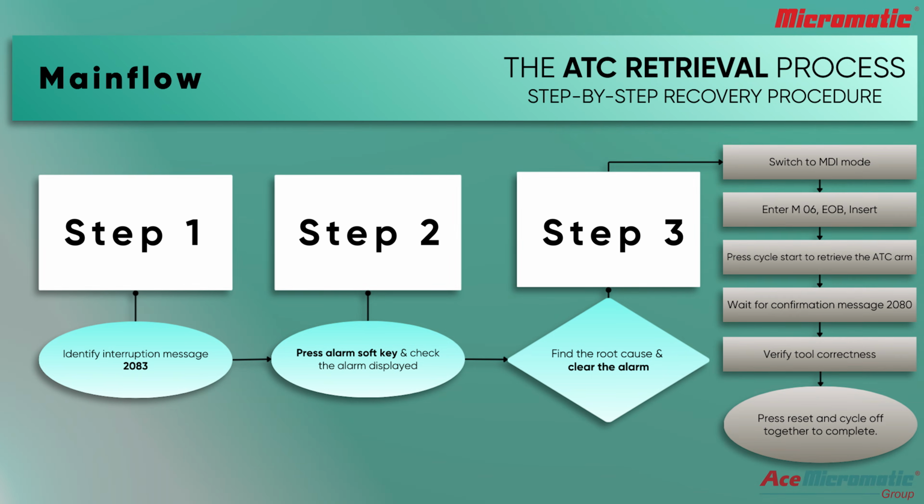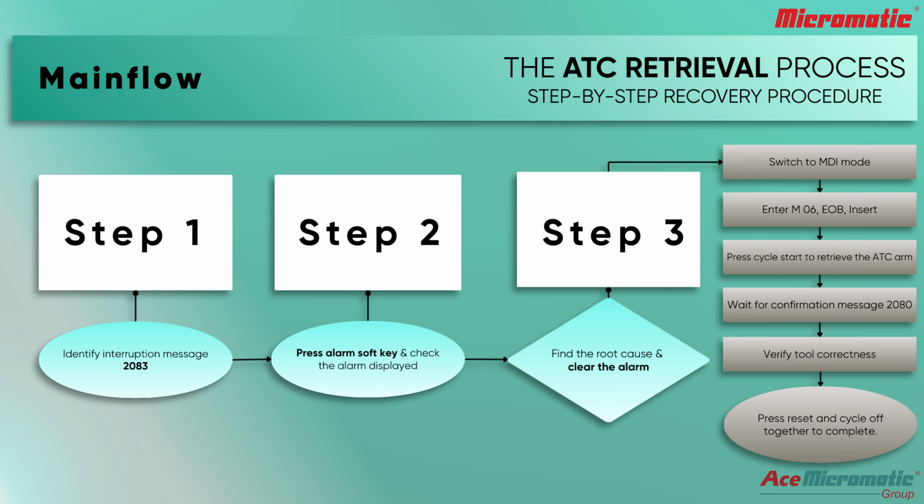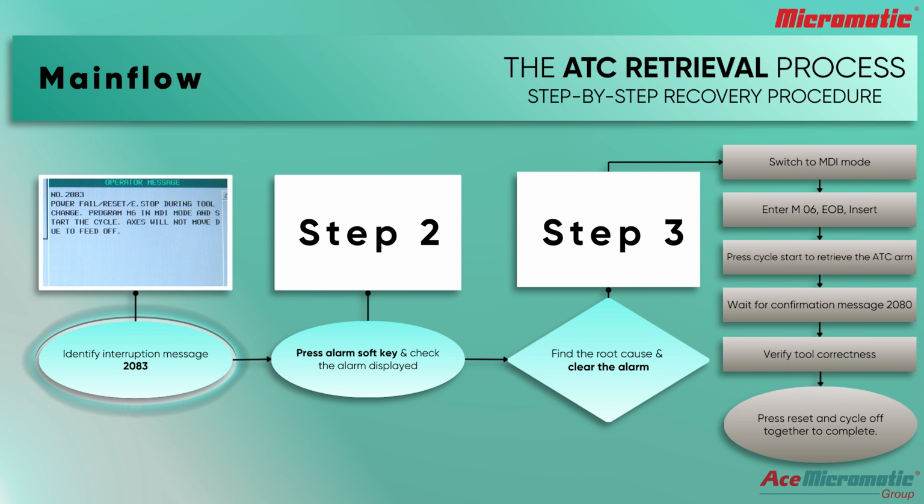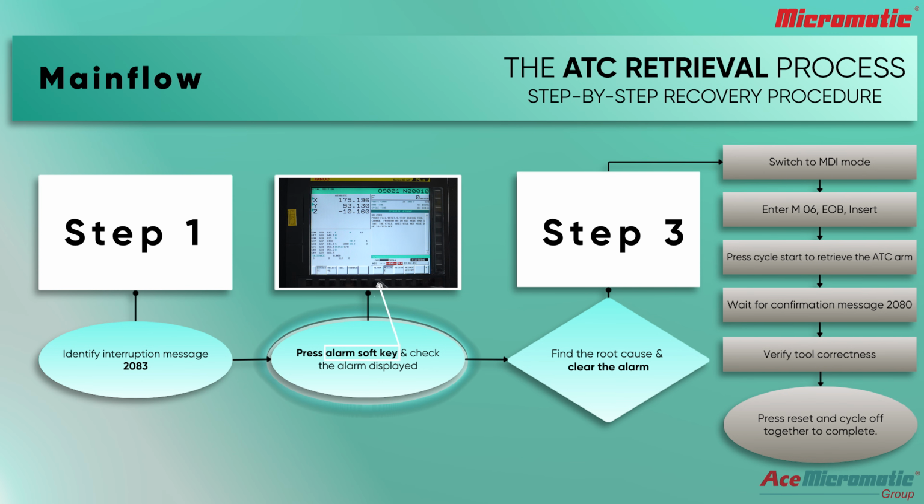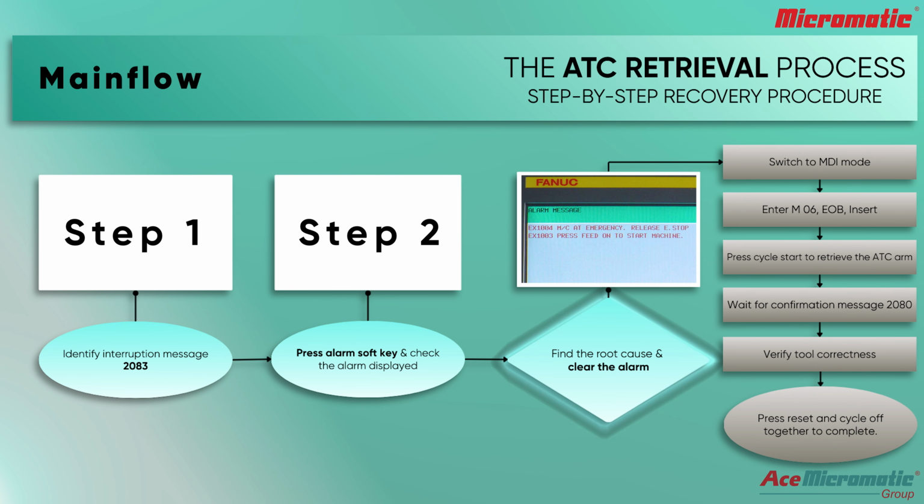Before we go deeper, here is a simple flowchart of the ATC retrieval process. Step 1. Identify interruption message 2083. Then press the alarm soft key. The alarm will be displayed. Find the root cause for the alarm and clear it. Once the alarms are cleared, following are the common recovery process.